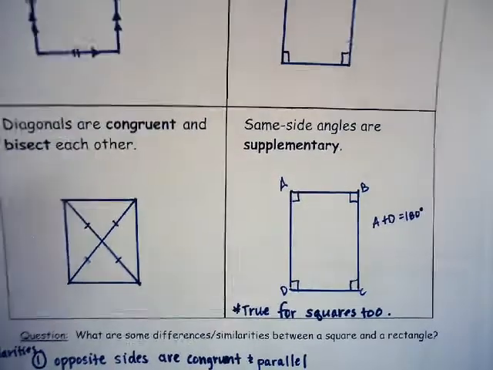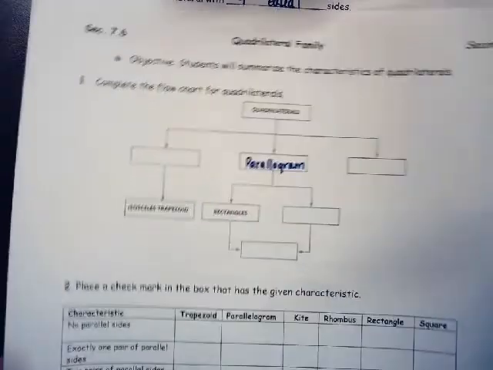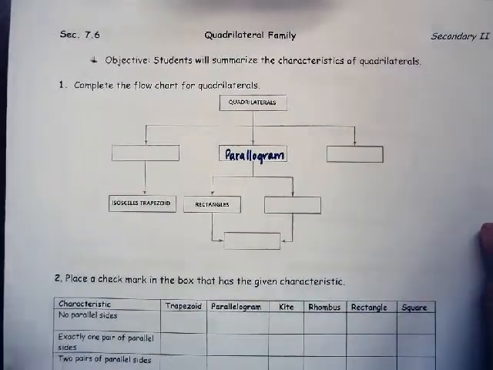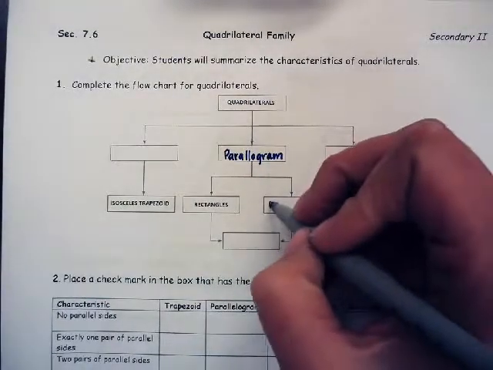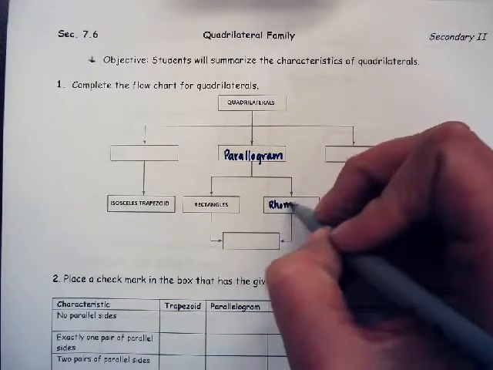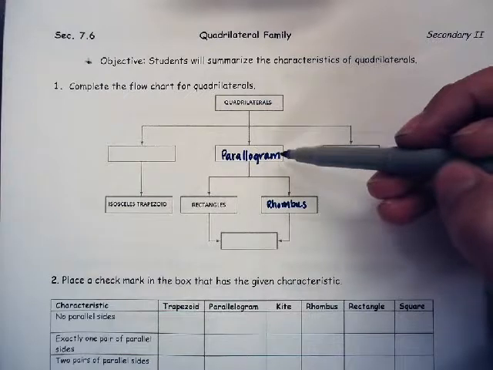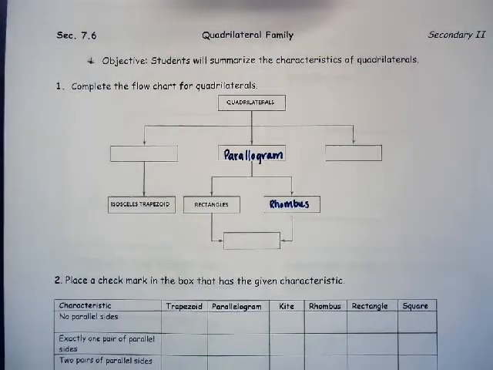All right, let's go to the 7.6 page now. And notice that we had rectangle listed under parallelogram. The next one that we're going to talk about underneath a parallelogram is a rhombus. That means that a rhombus is also a parallelogram. A rhombus is not a rectangle. There's some differences here, but it is a parallelogram. So let's go to the page that says rhombus.